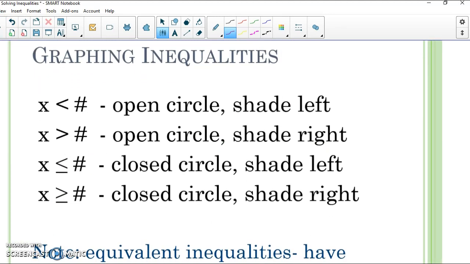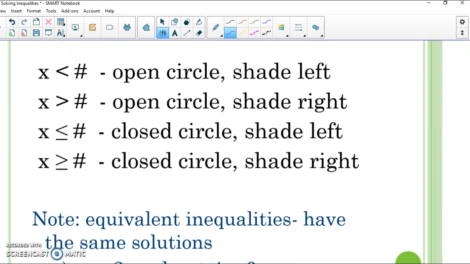When you're graphing inequalities, these are just on a number line because remember, inequalities are going to say that two expressions are not equal. So our inequality symbols could be greater than, less than, greater than or equal to, less than or equal to. So this is kind of going to be your cheat sheet here for how to graph inequalities on a number line.